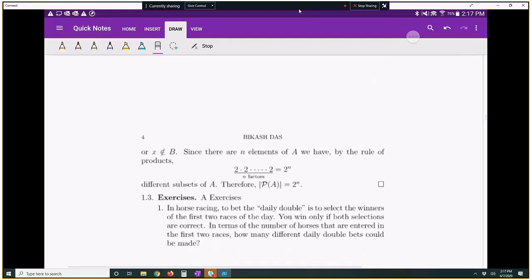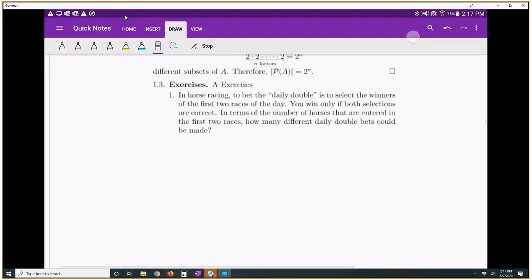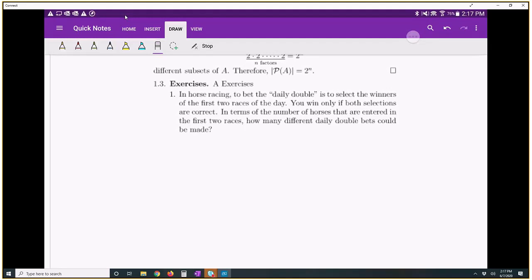Now we're ready to work on some exercises. So the first exercise says, in horse racing, to bet the, quote, daily double is to select the winners of the first 2 races of the day. You win only if both selections are correct. In terms of the number of horses that are entered in the first 2 races, how many different daily double bets could be made? So here it's not telling us the actual numbers.